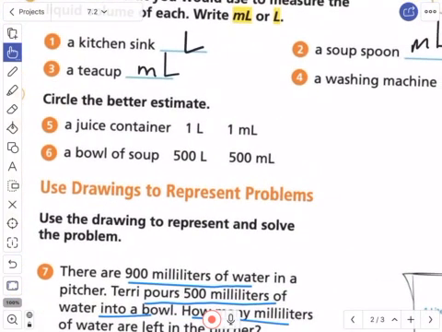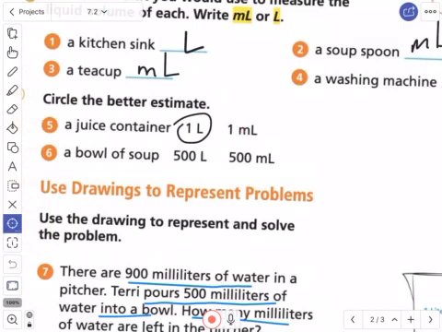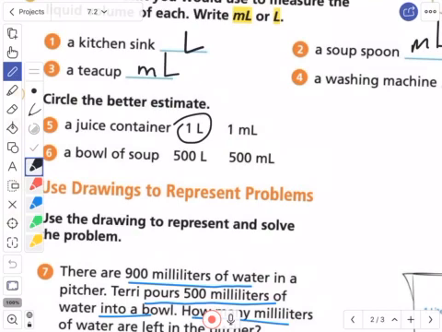A juice container, you would use 1 liter. It definitely would not be 1 milliliter. That'd be tiny. A bowl of soup, 500 liters would be huge. That's 500 milliliters.